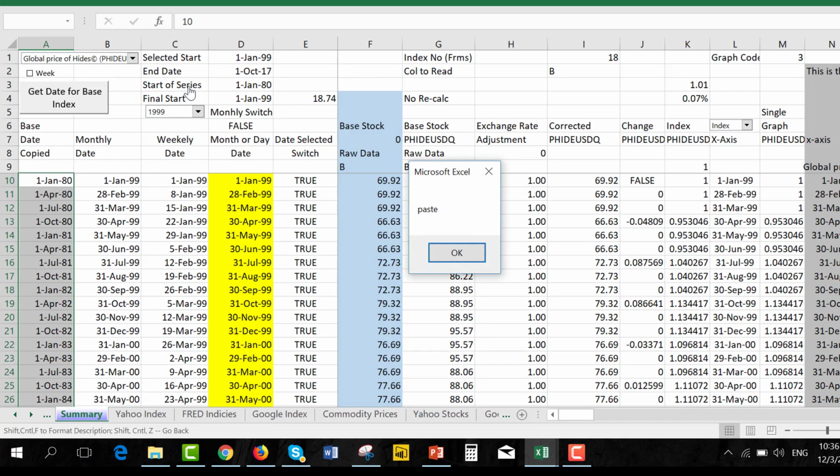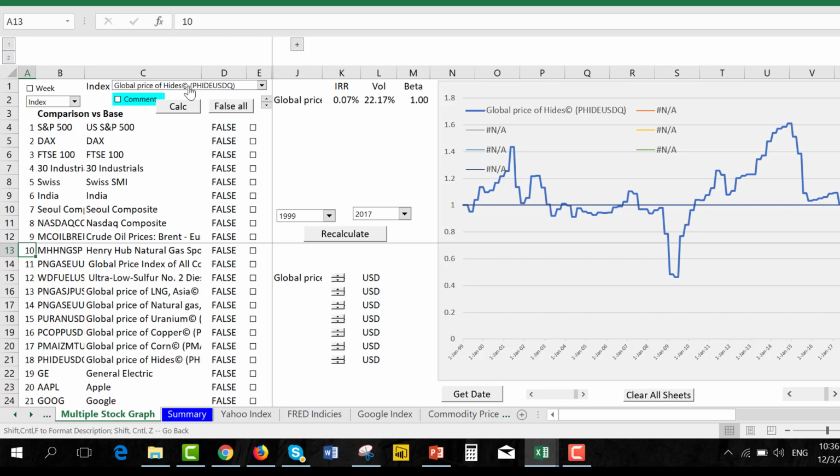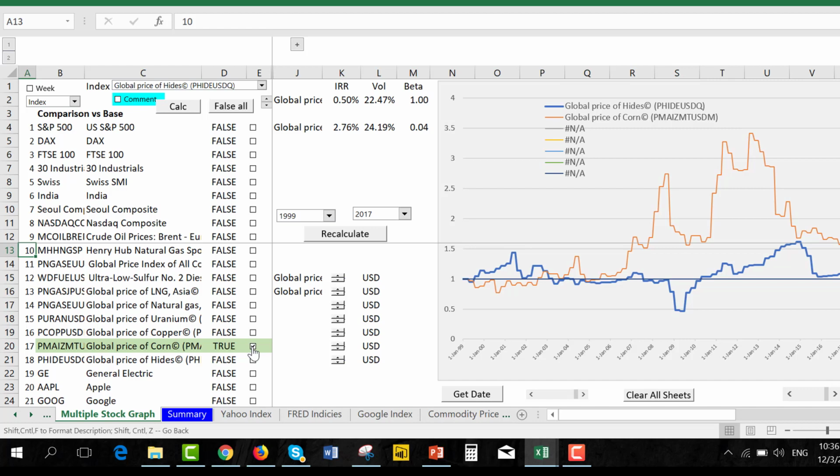Again, this time, it went all the way back to 1980, so I can look at that and see what's happened to the price of hides, and why did it go down, and went down by 40%. It's got a 22% volatility. Let's compare that to the price of corn. Why? Gosh knows why. Okay? And you can see that's monthly data. That's why it's got a little of those flat things. And that's what you can do with it.